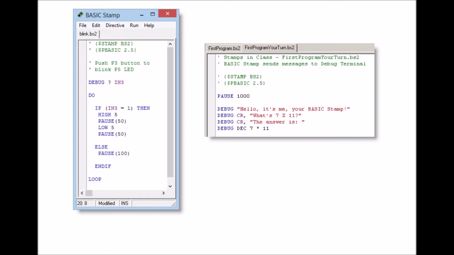Once a program has been written in the Stamp Editor, an integrated development environment in Windows, the syntax can be checked, tokenized, and sent to the chip through a serial USB mini-B cable where it will run.